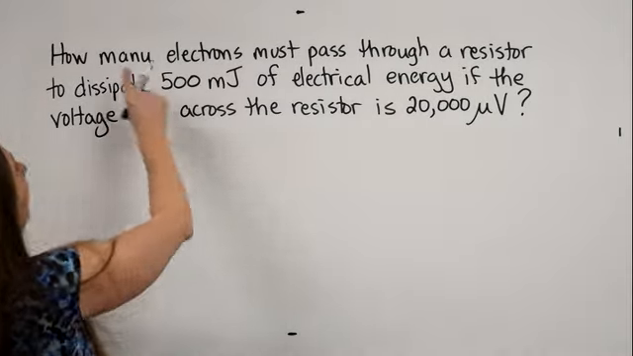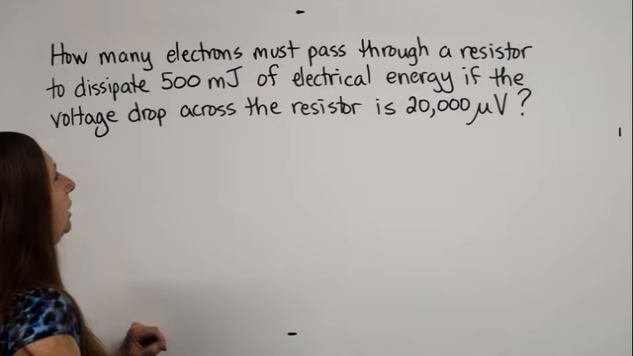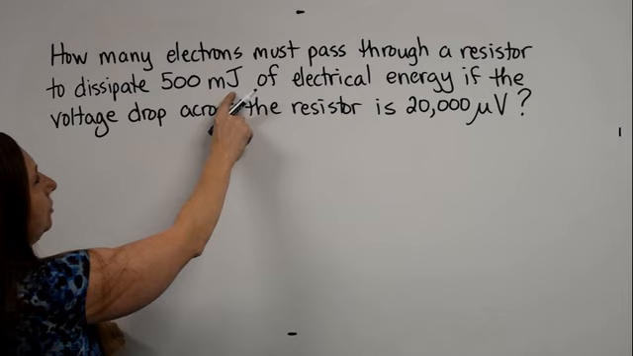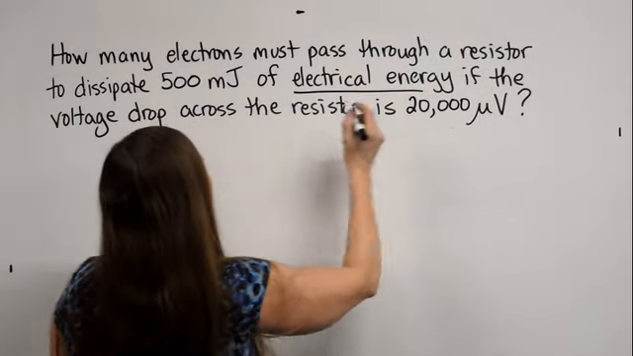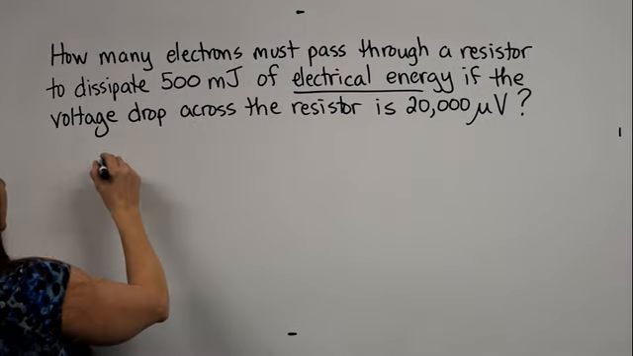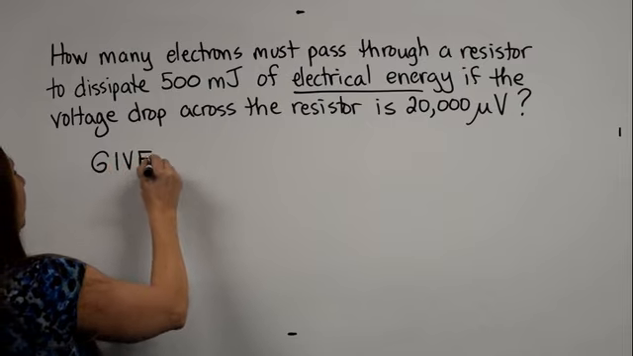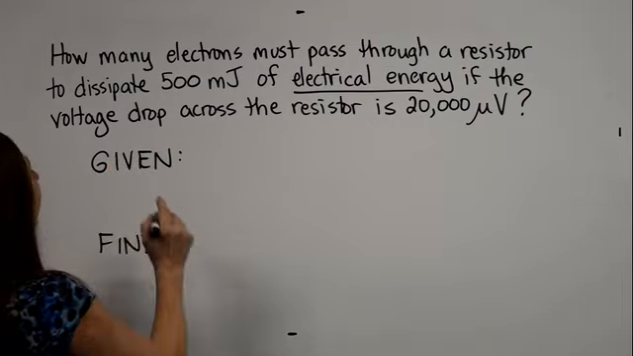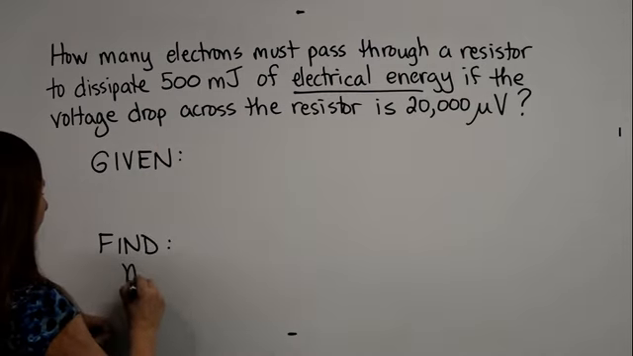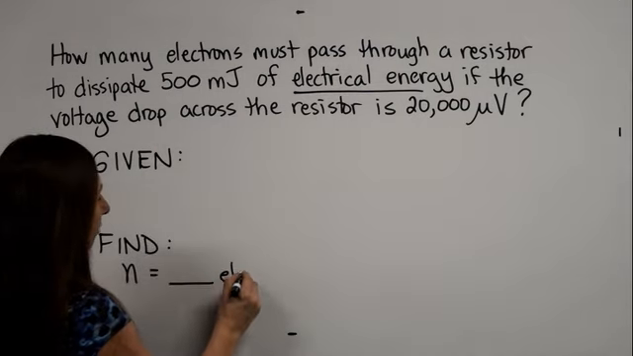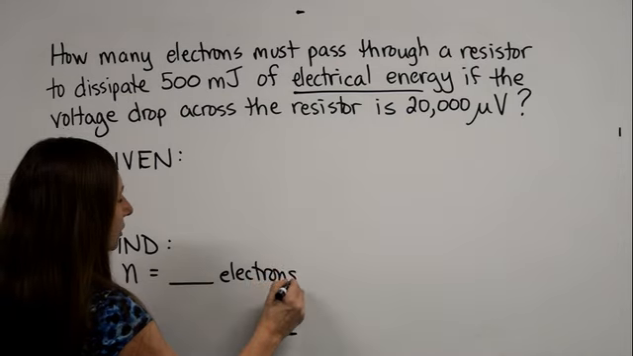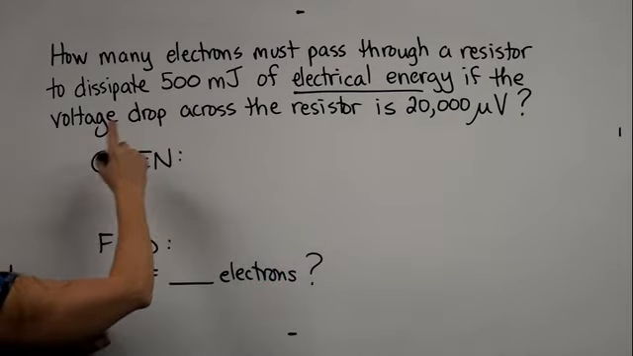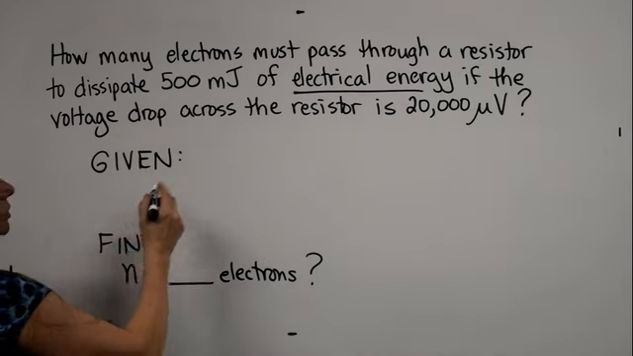All right, here we go. How many electrons? Now, if they're talking about joules of electrical energy, you know that's W. Let's start listing what we've been given and what we're trying to find. How many electrons? We're trying to find N, the number of electrons, that must pass through a resistor to dissipate 500 millijoules of electrical energy.